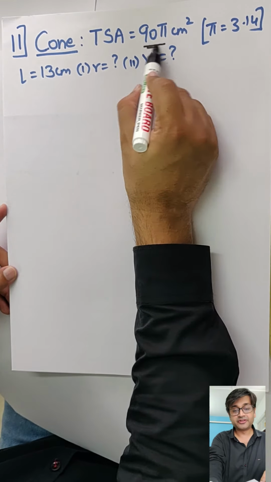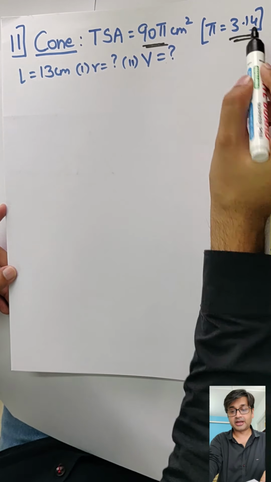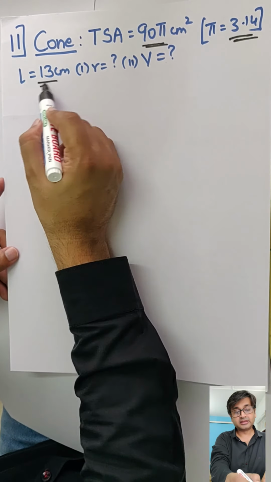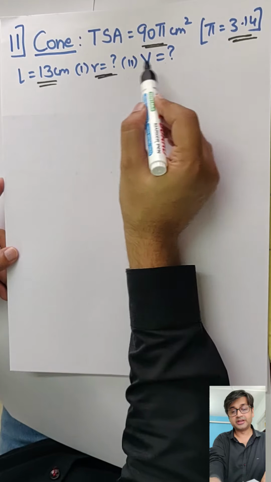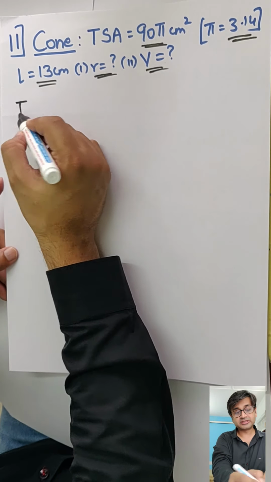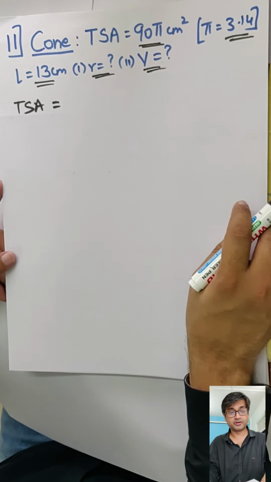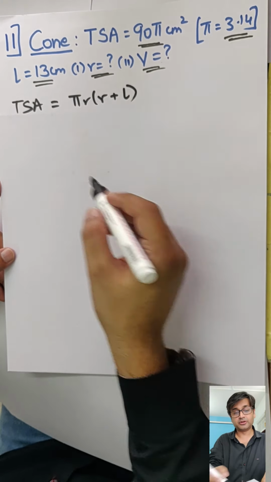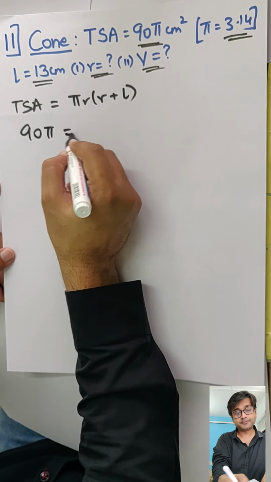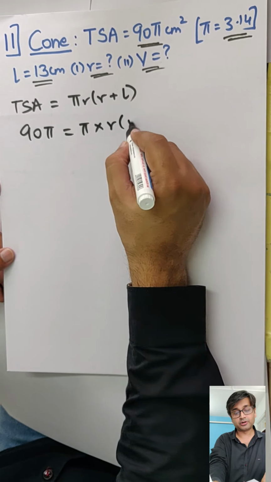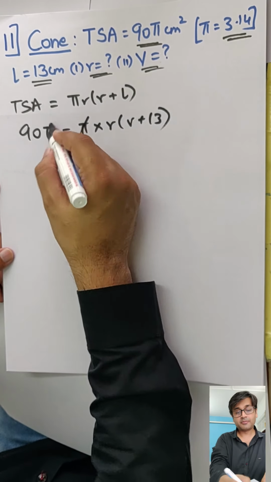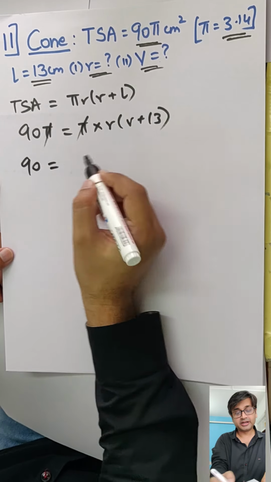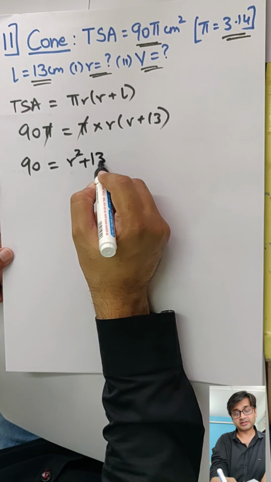11th, total surface area given to you 90 pi, and pi ka value is given. Length, that is slant height, is given. Radius and volume is asked. So first let's use total surface area. Do you remember? Pi r times r plus L. Very good. So this is 90 pi into r not known, and r plus 13. Pi gets cancelled. So 90, let's open this, r square plus 13r.